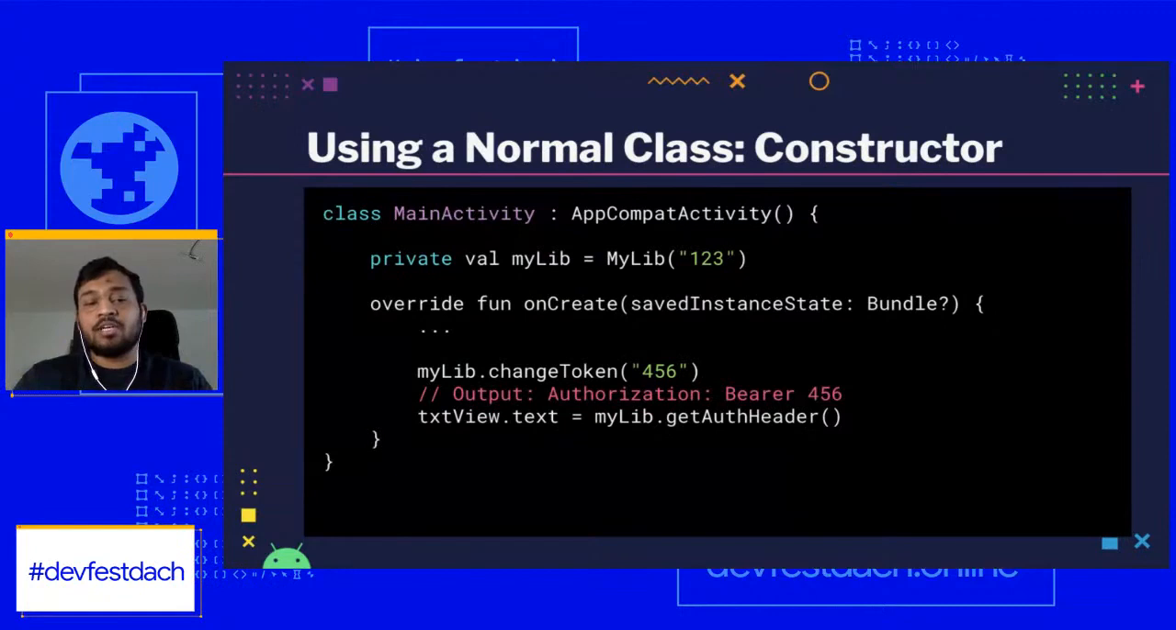Then, when you want to actually get the auth header back, you will say myLib.getAuthHeader. For the sake of completeness, we also have a function called changeToken, and if you call that with 456, the returned value would be Authorization: Bearer 456. Pretty simple stuff, very generic. A lot of libraries would do this, and they give you the ability of creating an instance of their entry point class and then start using it.